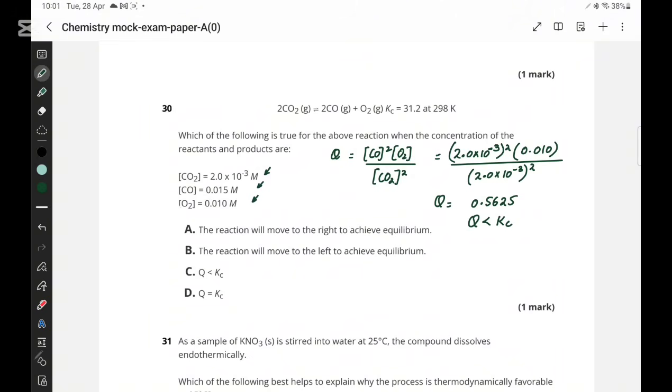Q is smaller than Kc. If Q is smaller than Kc, then the equilibrium has to move to the right to reach equilibrium. So here basically two options are correct. Option C is also correct and option A is also correct.